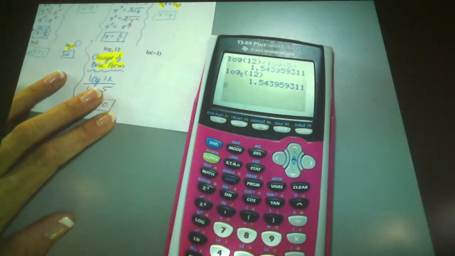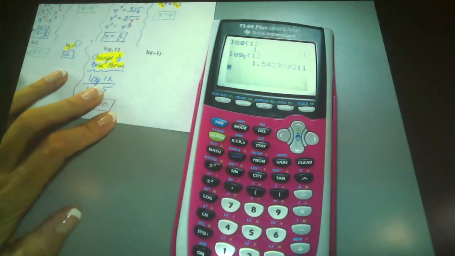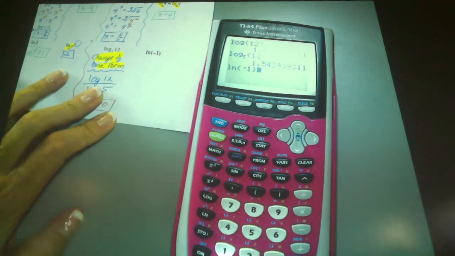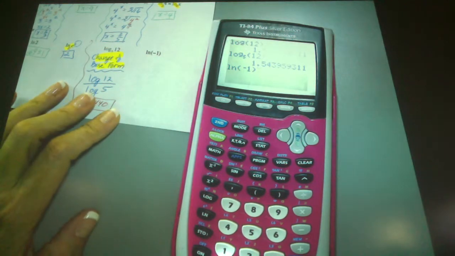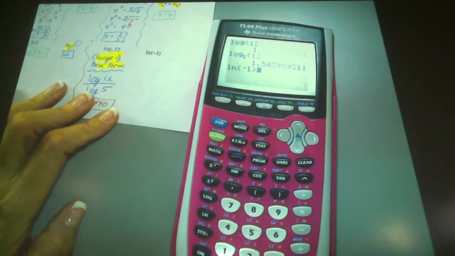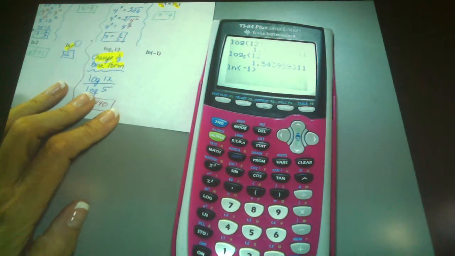Now, find the natural log of -1, please. What did it say? What did it say?